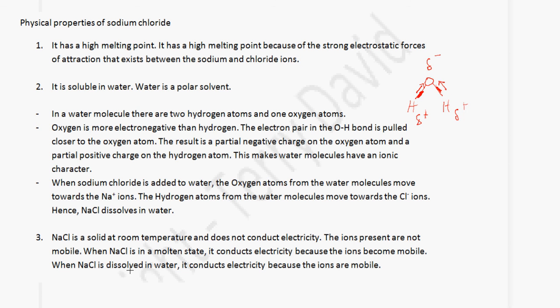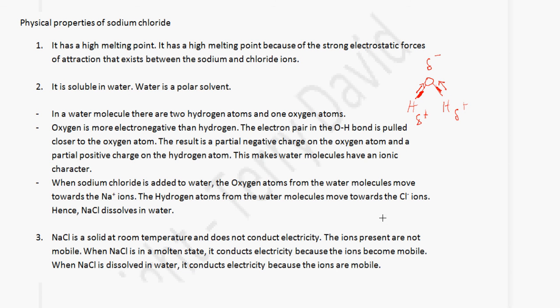The third physical property is that sodium chloride is a solid at room temperature and does not conduct electricity. The ions present are not mobile, and that is why it cannot conduct electricity. When sodium chloride is in a molten state, it conducts electricity because the ions become mobile. And when sodium chloride dissolves in water, it also conducts electricity because the ions become mobile.